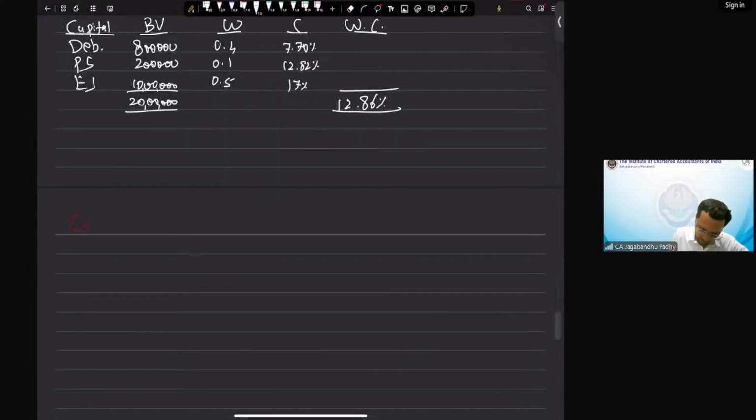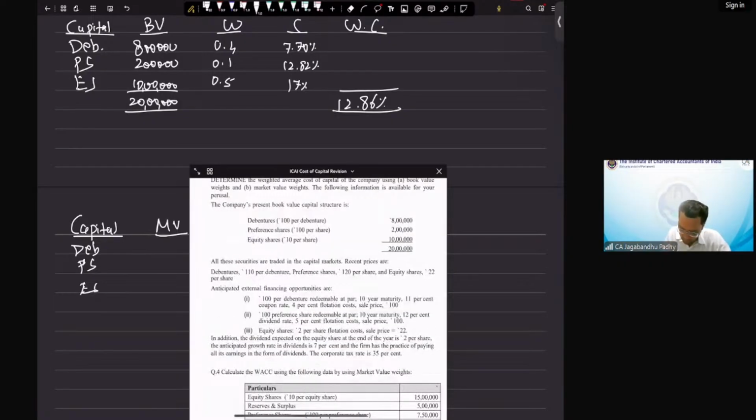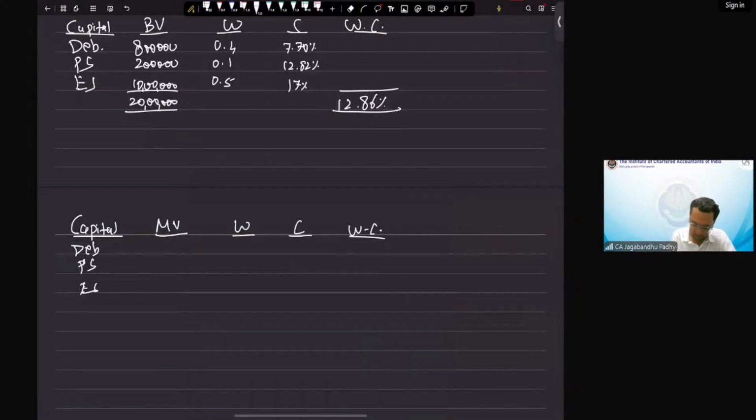Okay. Now, this was with regards to book value. Now, when it comes to market value, we're going to have capital, book value, weights, cost, then weights into cost. We have debenture, preference share, equity share. Instead of book value, I need to write down the market value. So debentures are having a market value of 110. So 110 into 8,000, right? So market value will be 8 lakh 80,000.